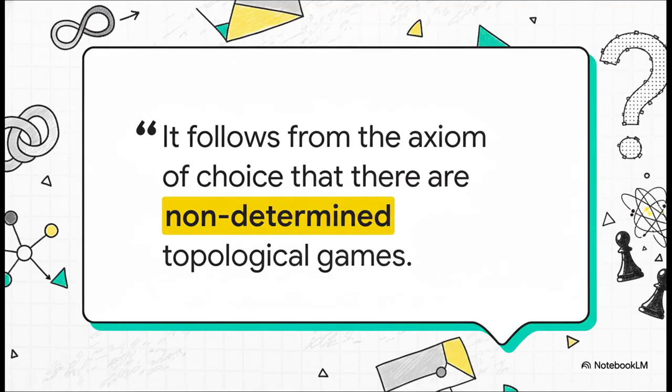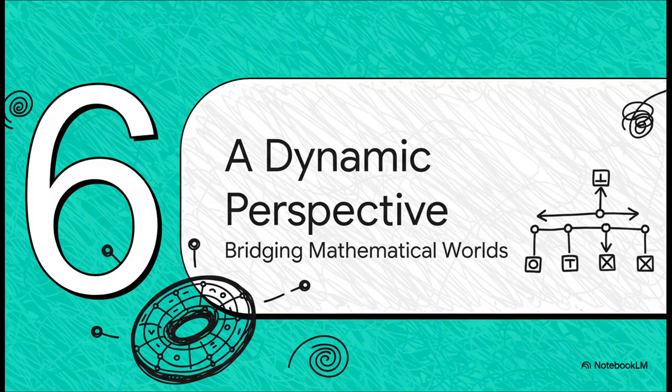And here we hit something truly profound, a connection to the very foundations of mathematics. It turns out that using the axiom of choice, which is this powerful, sometimes controversial principle that lets you make infinitely many arbitrary choices all at once, it can be proven that some topological games exist where neither player has a winning strategy. The game is just fundamentally undetermined. The outcome isn't preordained, and a perfect plan simply might not exist for either side. It's a wild thought.